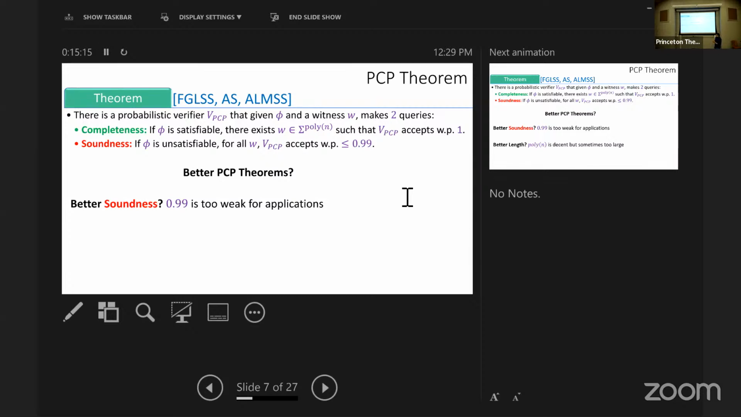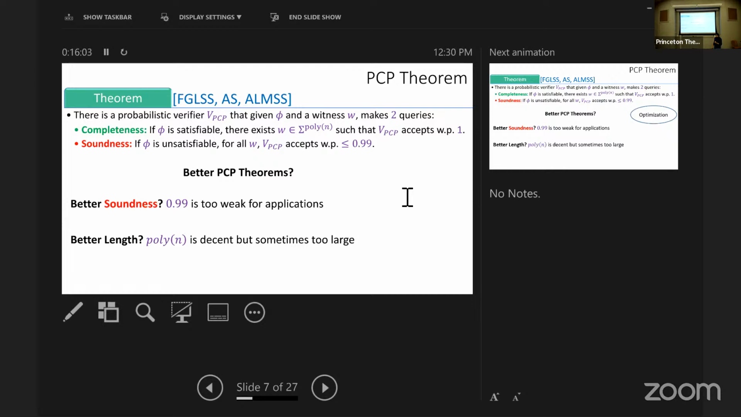So first of all, you can hope for a better soundness. So now and henceforth, I'm going to refer to this acceptance probability in the case that phi is unsatisfiable as the soundness error of the verifier. So 0.99 is smaller than 1. It's nice, but you can hope for smaller numbers. And indeed, if you look at how you apply this theorem into hardness of approximation, oftentimes you would like this number to be much, much smaller. Almost always you want it to be arbitrarily small constant, and in some cases you even want it to vanish with the instance size. So that's important.